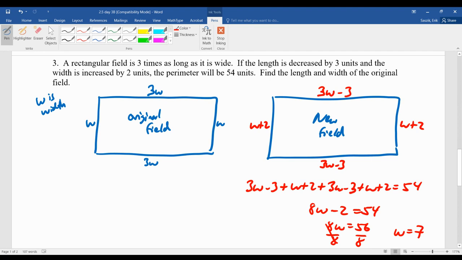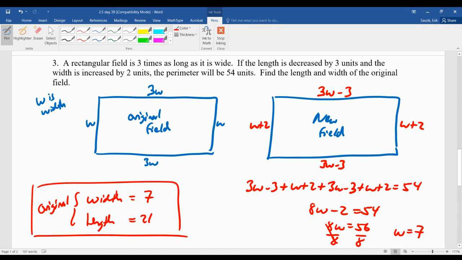Now, remember, it says find the length and the width of the original field. So W is the width of the original field. So we already got it. Width is 7. Now we have to plug in 3 times 7, 21. We're all good. That's it.